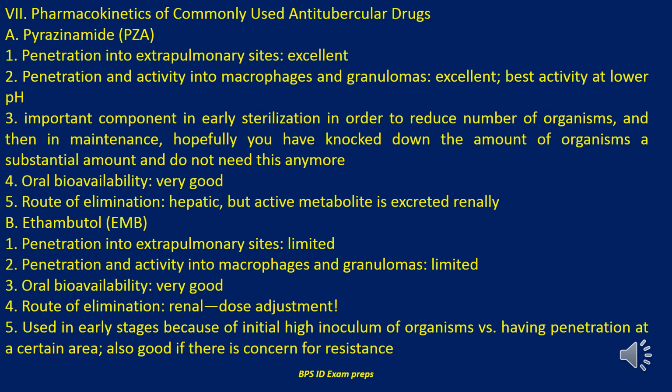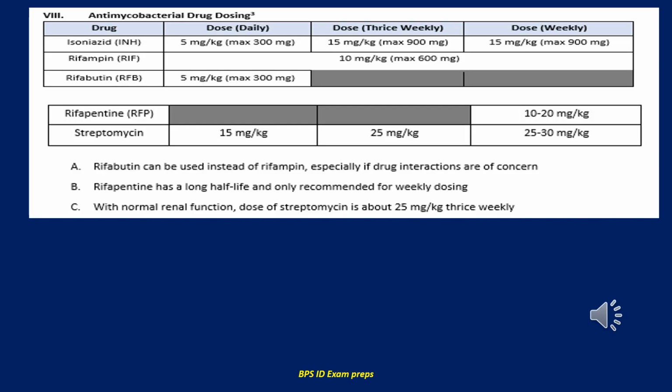Ethambutol, EMB. 1. Its penetration into extrapulmonary sites is limited. 2. Its penetration and activity into macrophages and granulomas is limited. 3. Its oral bioavailability is very good. 4. Its route of elimination is renal. There is need for renal dose adjustment in renal impairment. 5. It is used in early stages because of initial high inoculum of organisms versus having penetration at a certain area. It is also good if there is concern for resistance. Pause the video and scrutinize the table summarizing antimycobacterial drug dosing.